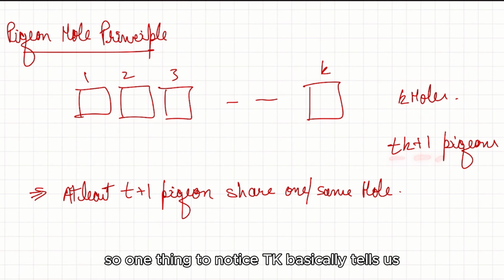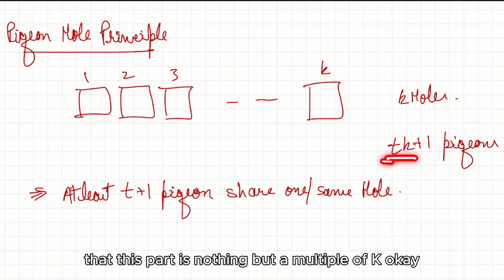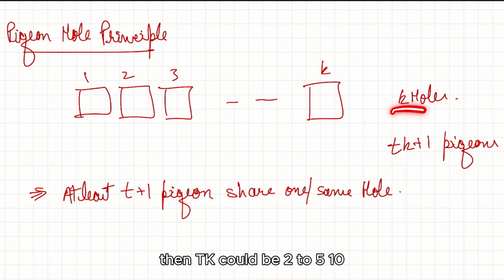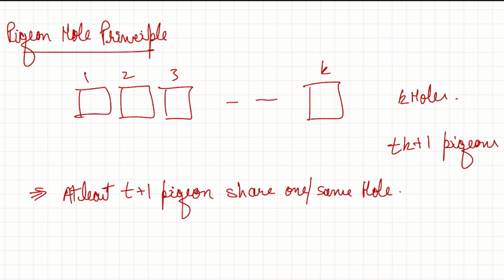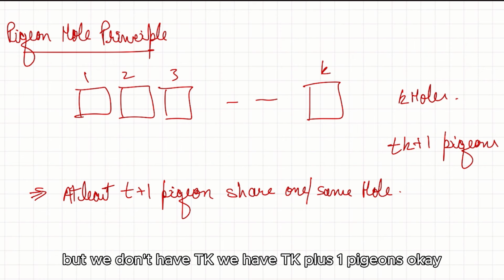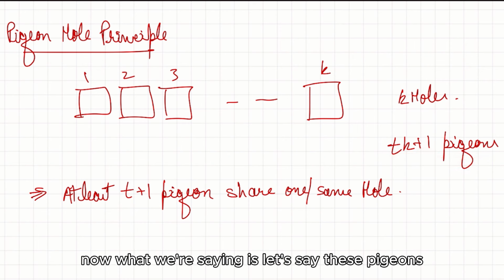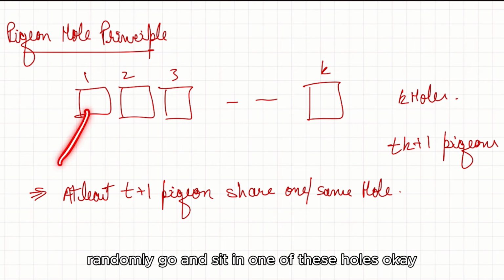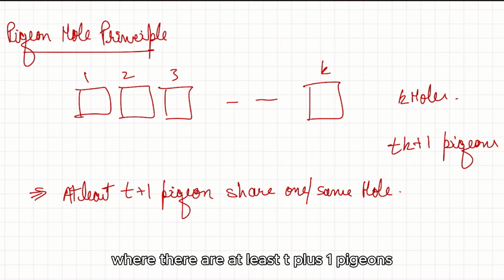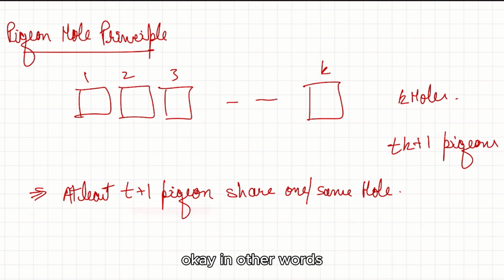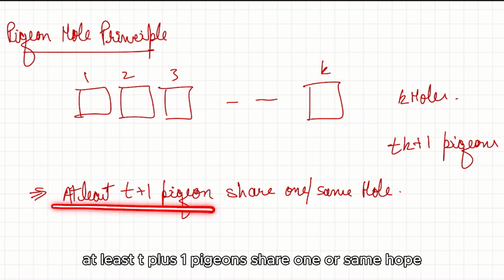One thing to note is tk basically tells us that this part is nothing but a multiple of k. So let's say if k was 5, then tk could be 2 into 5, 10. It could be 3 into 5, 15, or something like that. But we don't have tk, we have tk plus 1 pigeons. Now let's say these pigeons randomly go and sit in one of these holes. What this principle says is there has to be one hole where there are at least t plus 1 pigeons, or in other words, at least t plus 1 pigeons share the same hole.